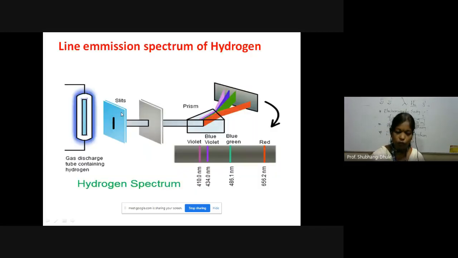And now we go to our topic, which is called the line emission spectrum of hydrogen. From this topic, nothing is omitted from your syllabus. Getting this? Now what is meant by electromagnetic spectrum? Also we learned this, what is line emission spectrum.